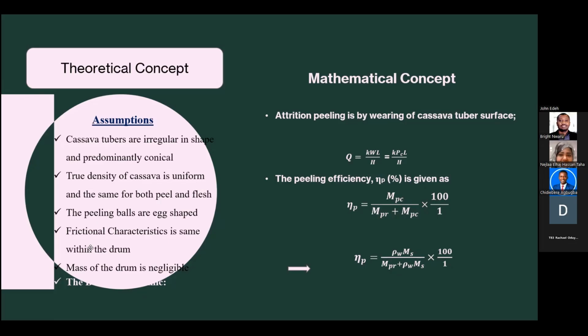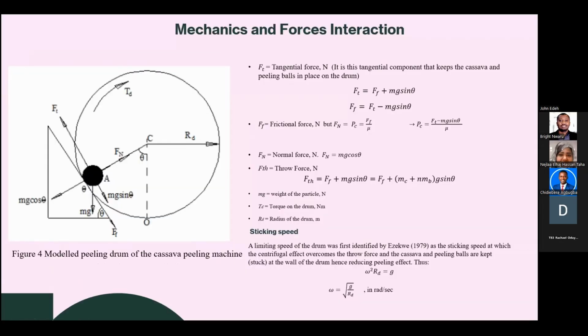I'm not going to bug you with this, but let me just mention that the principle of operation of the developed machine is attrition, the wearing away of the cassava peels. So we used the basic equation of wear volume developed by Archard, which is the equation you're seeing there. It formed the basis of our work, and then the relationship between peeling efficiency, which I'm not going to bug this house with, because that's the development. Then the concept we used was the mechanism and the force interactions.